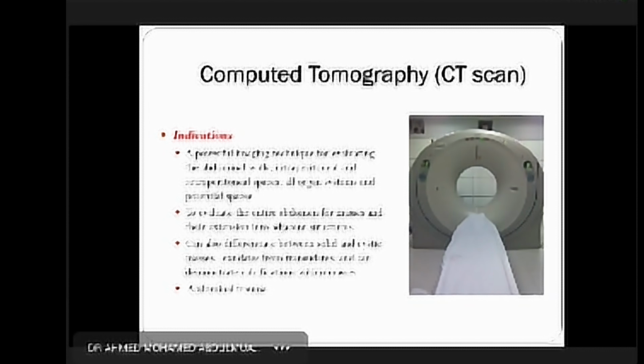So CT can also differentiate between solid and cystic masses, or exudate and transudate if there is any, because we can do the reading by CT scan to differentiate between the exudate and transudate, and can demonstrate if there is any calcification within the mass. And for abdominal trauma, definitely it is the best.